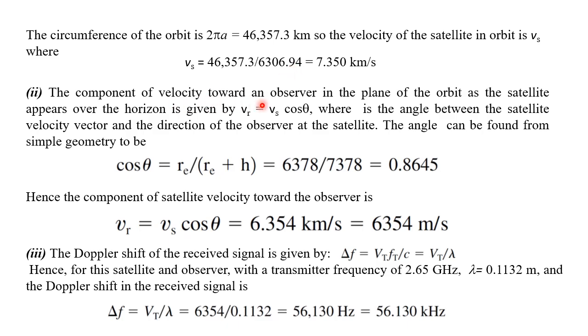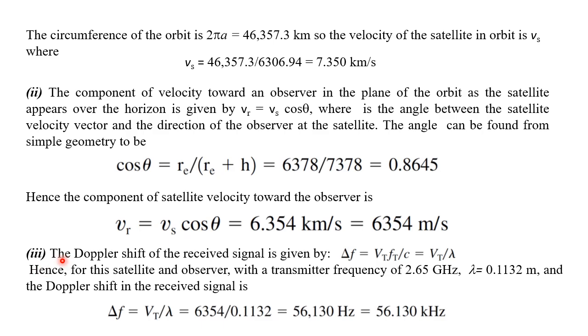The component of velocity toward an observer in the plane of the orbit as the satellite appears over the horizon is given by Vr equal to Vs cos theta. So Vs is this one, and Vs cos theta is the Vr. Theta is the angle between the satellite velocity vector and the direction of the observer at the satellite. So the angle can be found from simple geometry: cos theta equals RE by RE plus H. So we put the value, it will be 0.86. So the component of velocity is 6354 meters per second.